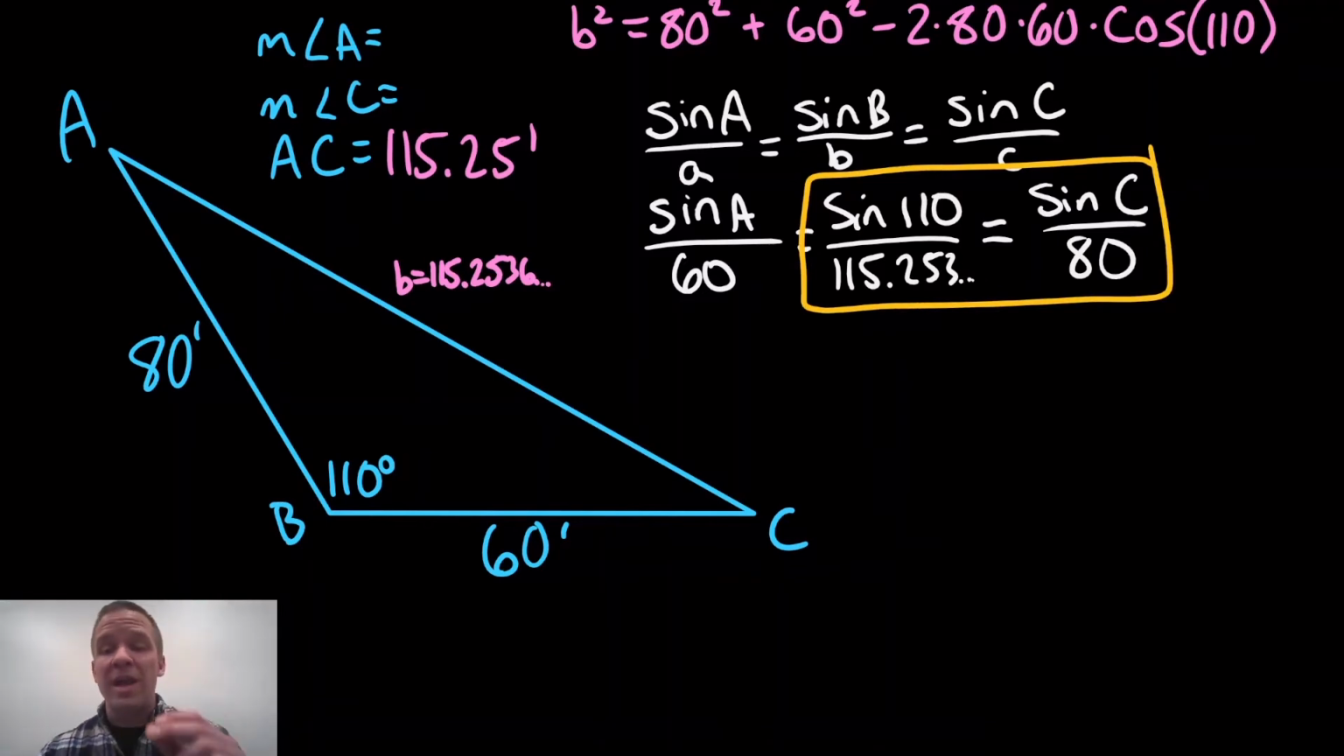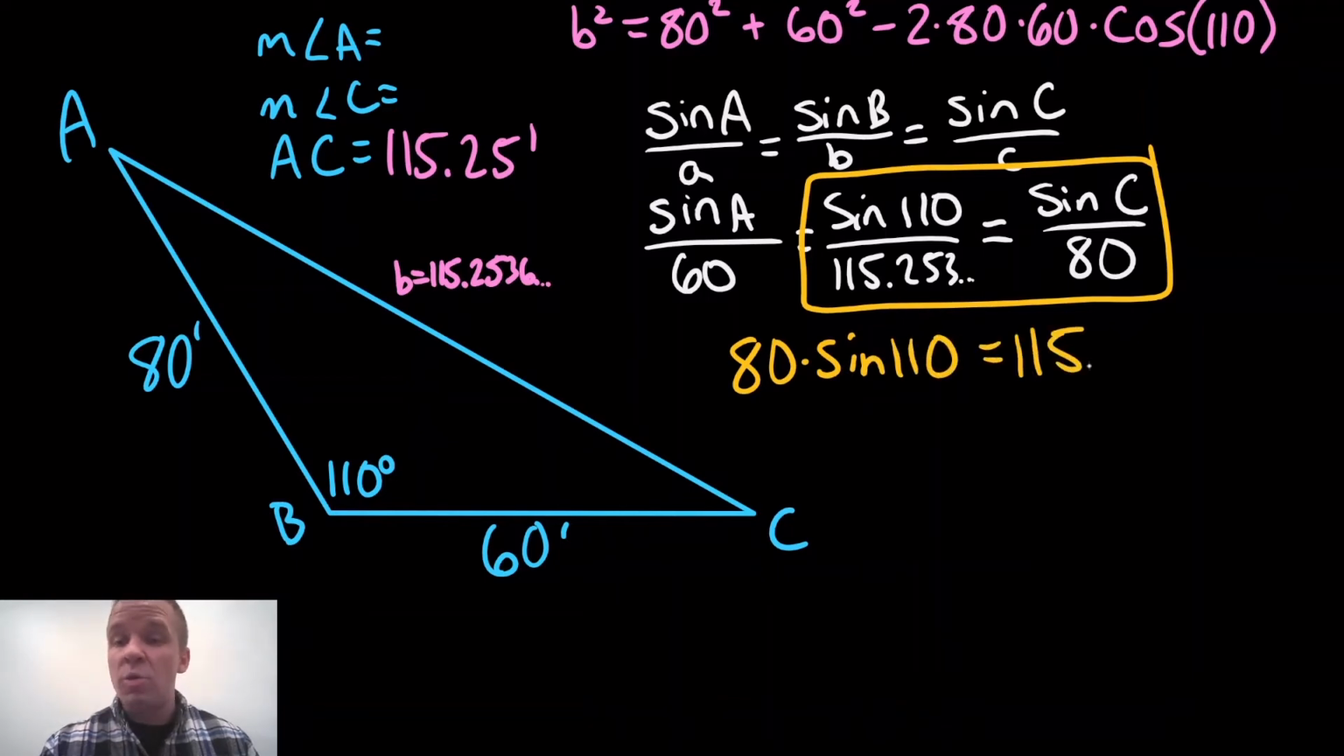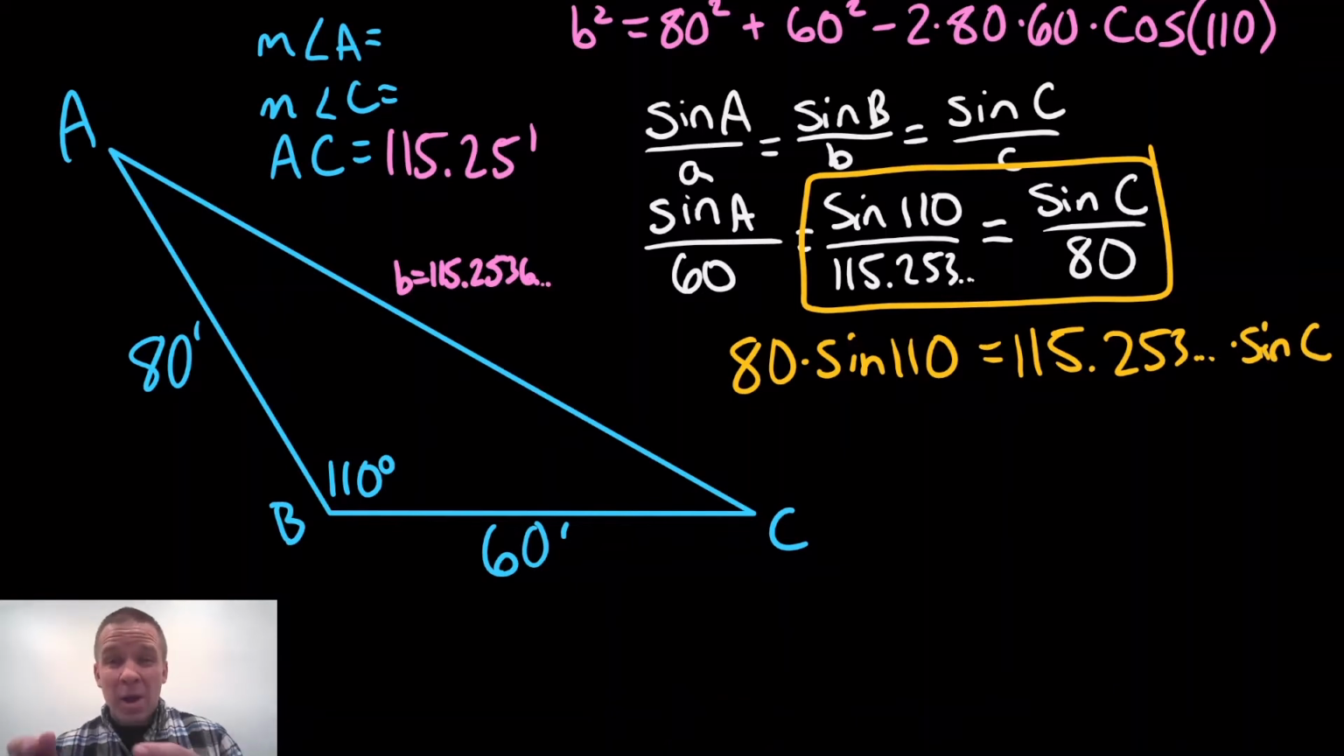We're going to solve for angle C first. The way I'm going to do that is with cross multiplication. So I will take 80 times sine of 110, and that'll be equal to 115, which we've stored as B in our calculator, times sine of C. Okay, so now if I want to get sine of C alone, what do I need to do?